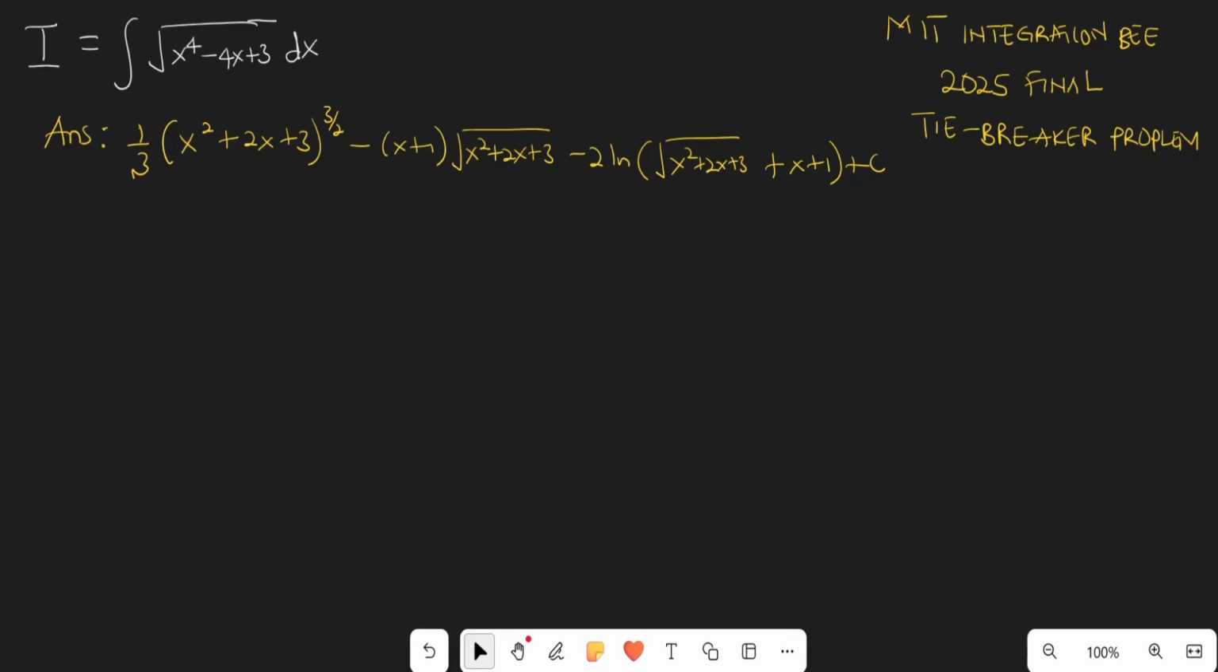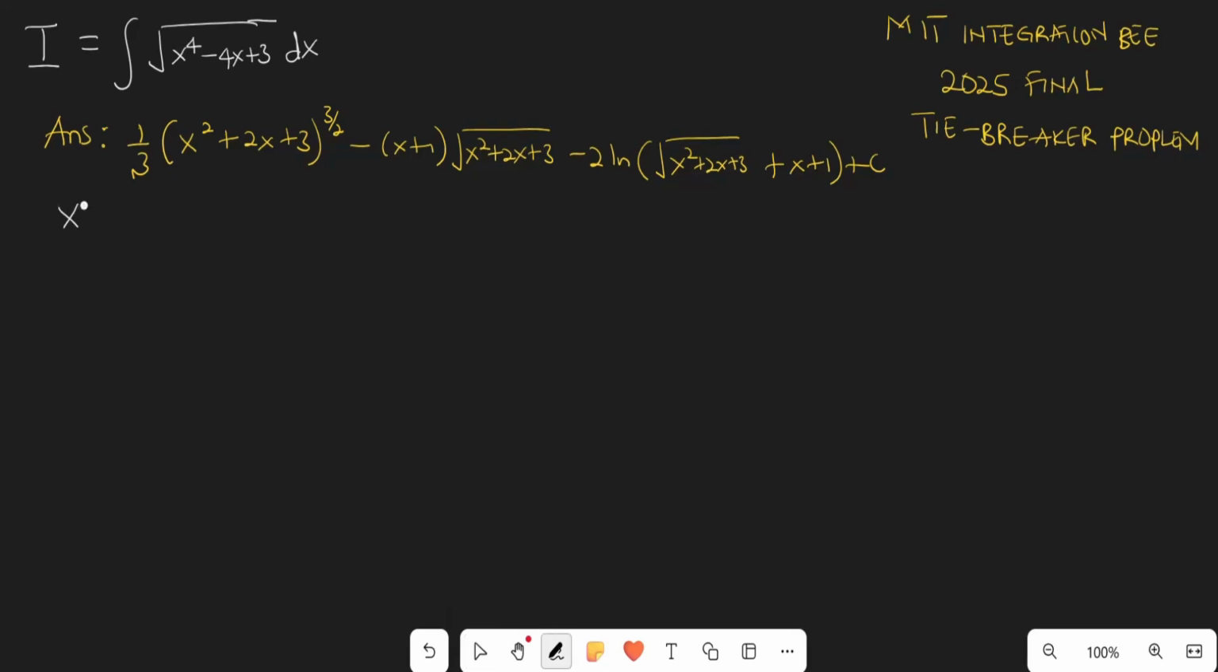In this video, we are going to look at this MIT integration B question which appeared in the 2025 final question. This was a tiebreaker problem. So the answer to this integral is shown below in yellow pen, that is here. So you may want to try this integral before following the steps in the video. So we are going to start off by just looking at the integrand.